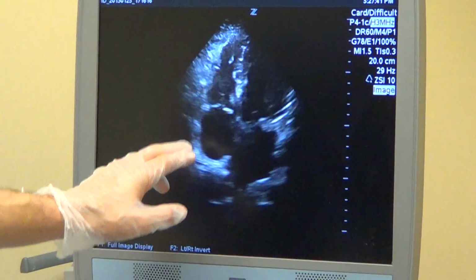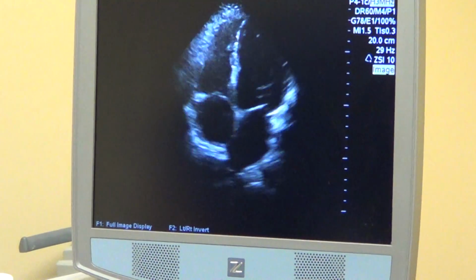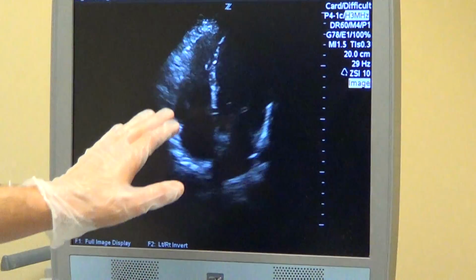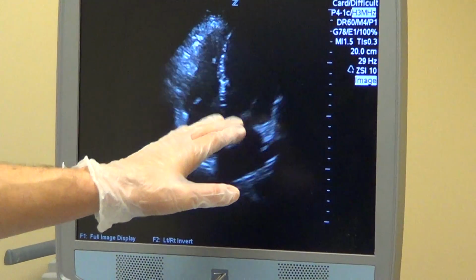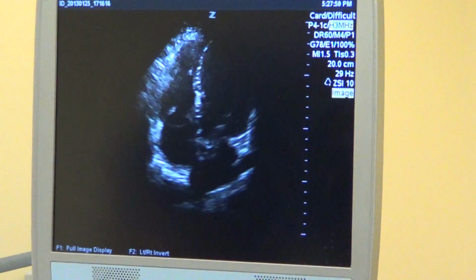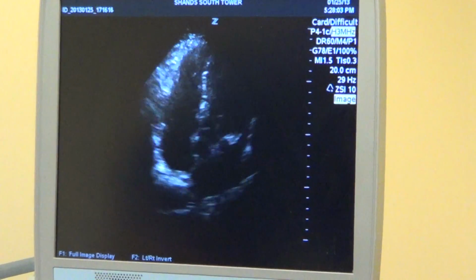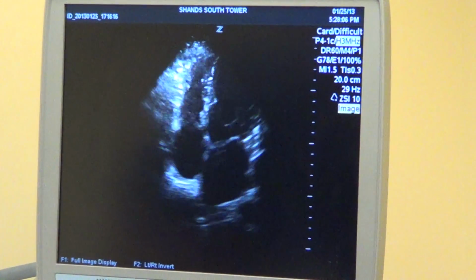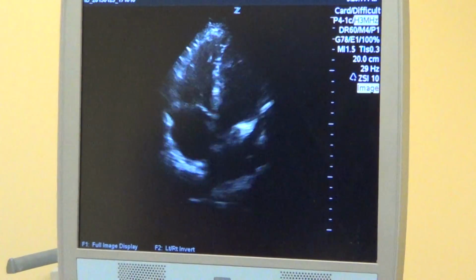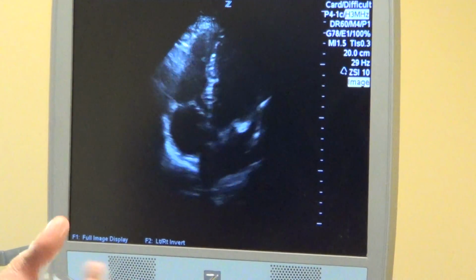You can see that the tricuspid valve inserts a little bit higher than the mitral valve, and this is one feature that differentiates the right ventricle from the left ventricle. Right ventricular to left ventricular size ratio should be 0.6 to 1. If the RV to LV ratio is above 1, so if the right ventricle is larger than the left ventricle, that is certainly indicative of elevated right-sided pressures, as you may observe with pulmonary embolism or pulmonary hypertension.